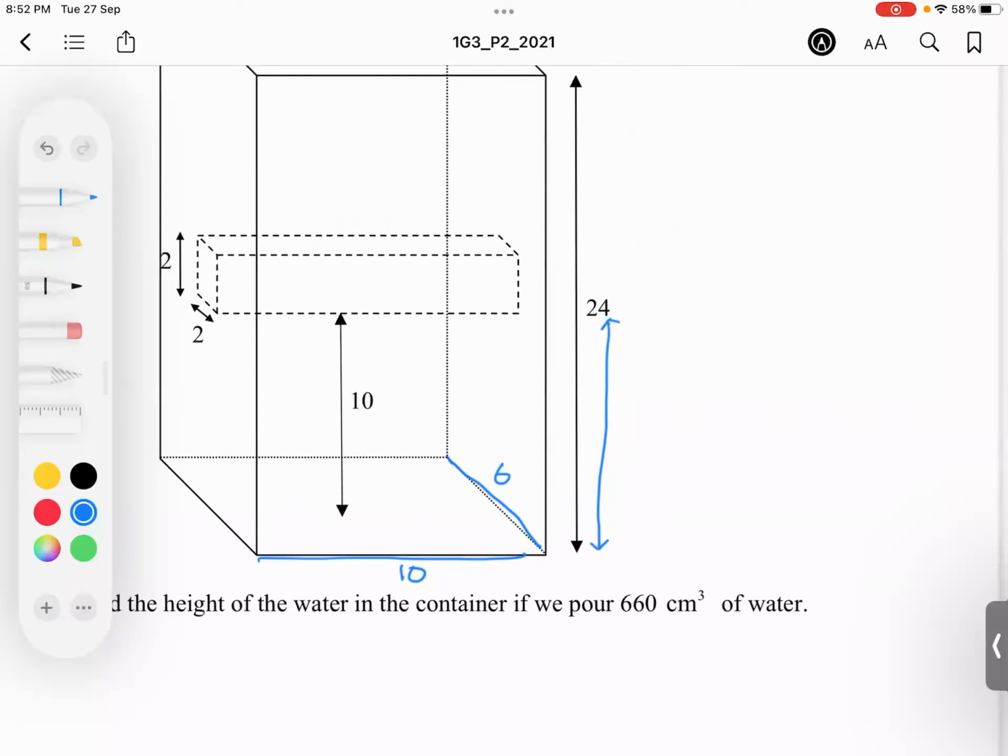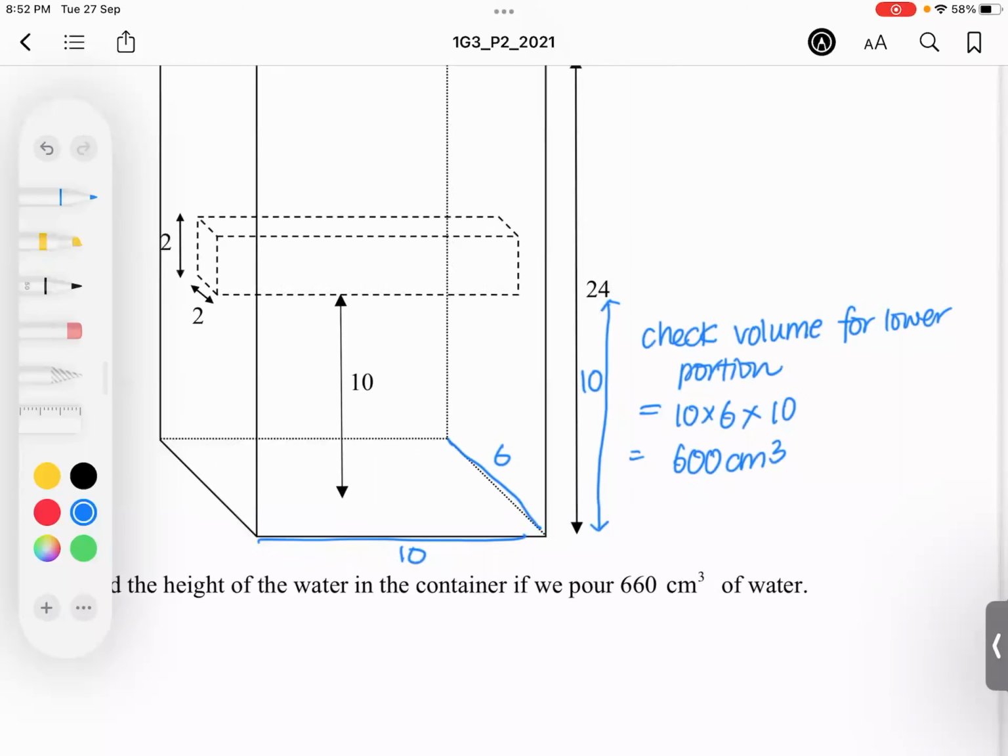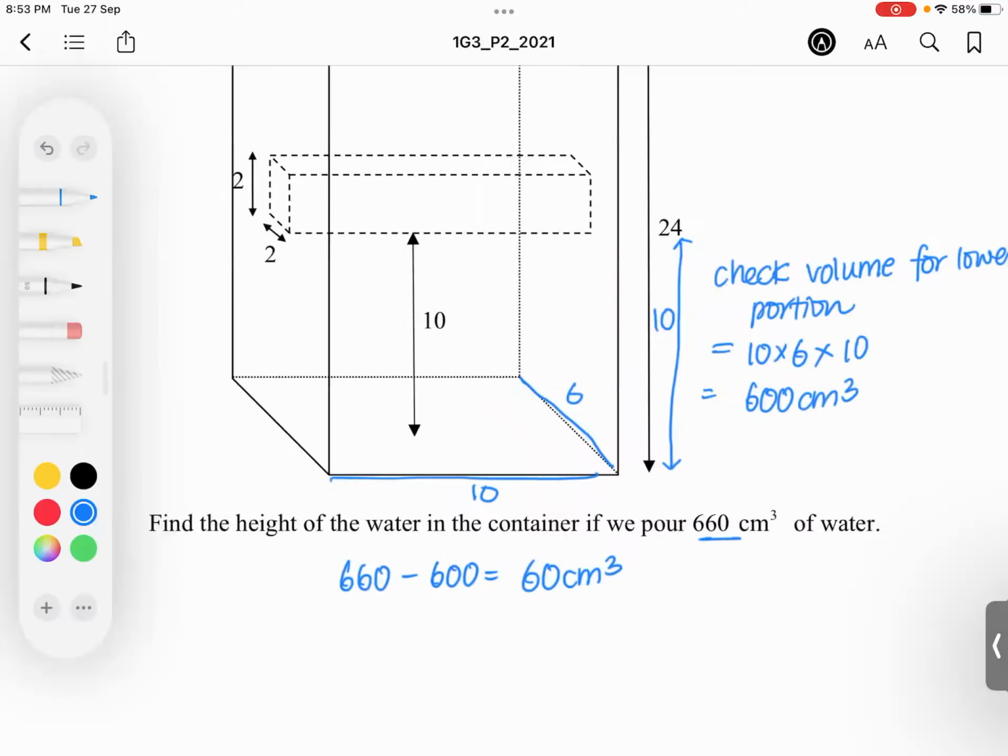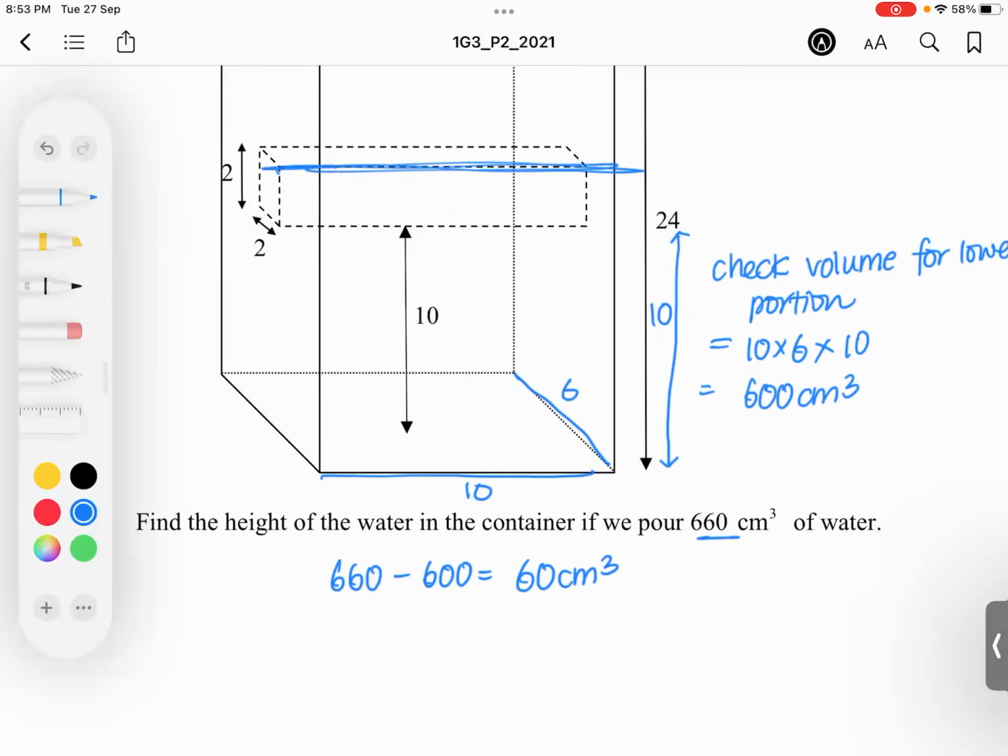If the water level is caught in between, then I need to check. So in this case, I need to check this volume for the lower portion. Okay, this portion here is 10 times 6 times the height here is 10 cm. This is already 600 cm cube. That means the remaining amount, 660 minus 600, the remaining 60 cm cube, either it covers exactly until the solid or it's halfway in between the solid. Of course, it's going to be halfway in between. But how do I double check and then make sure? What do I need to do?